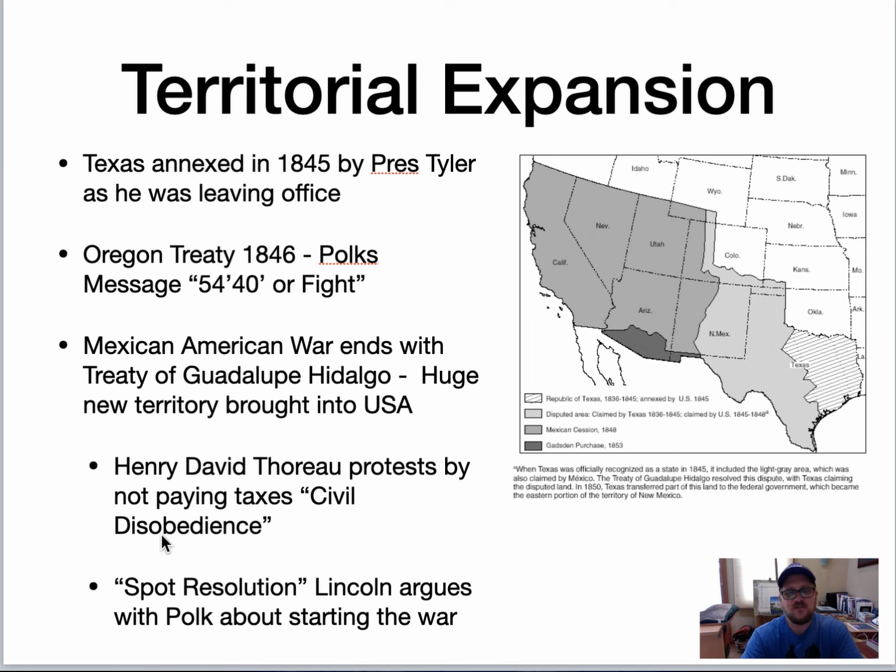We see lots of debates over this war. We see Henry David Thoreau protest by not paying his tax, with civil disobedience. We see the Spot Resolution, where Lincoln, the Whig, says, I want to see the exact spot that American blood was shed on American soil that started this war. Because a lot of Whigs thought this was a war just to gain more expansionism and then thus gain more territory that's open to slavery.